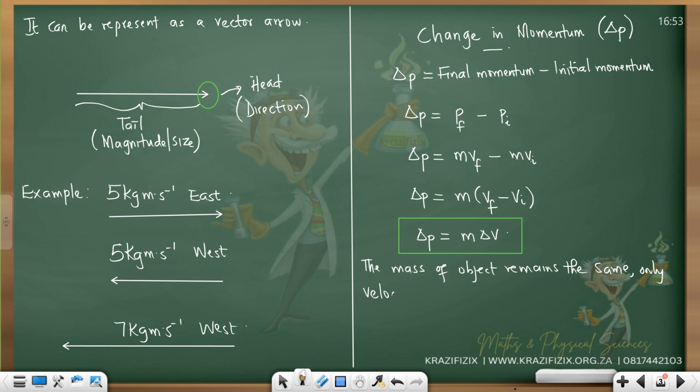Only velocity changes. Let's look at 1 or 2 examples on this.